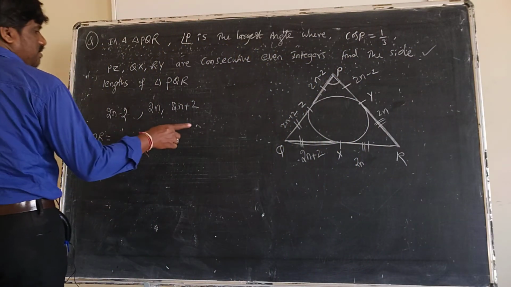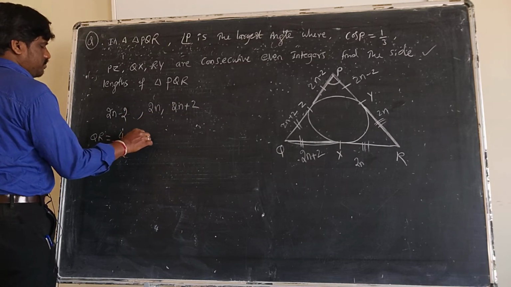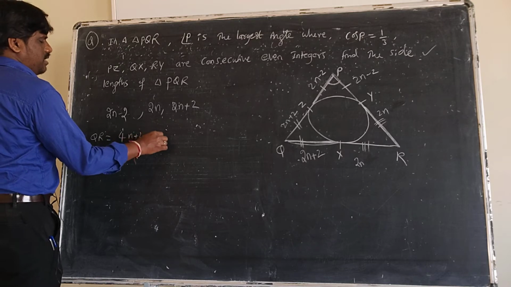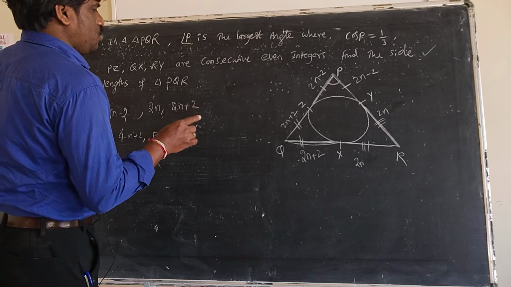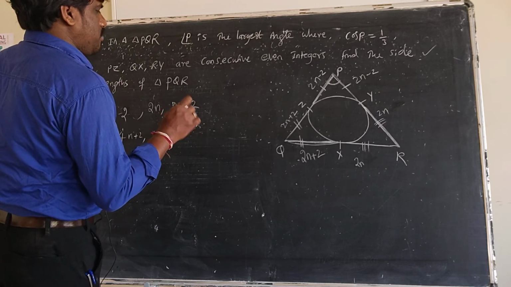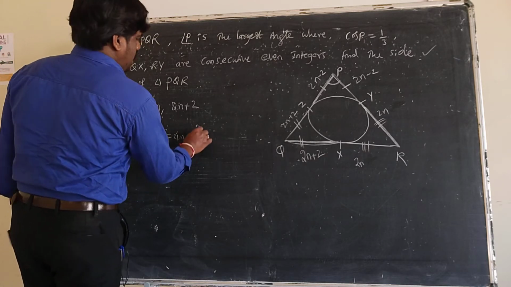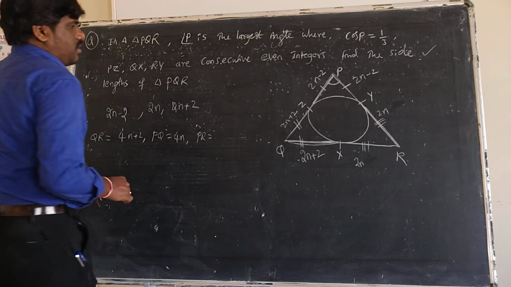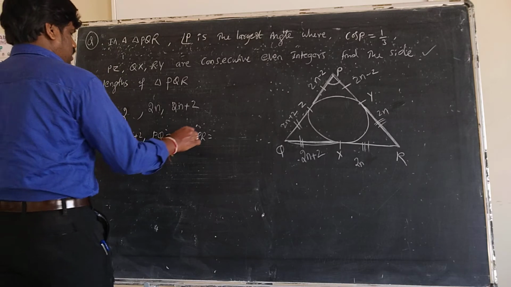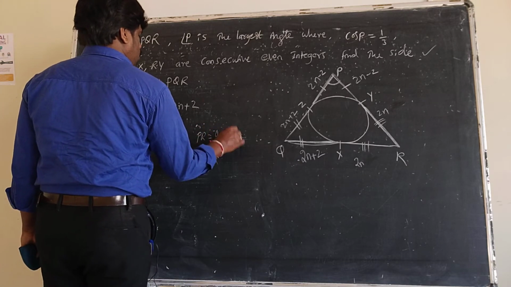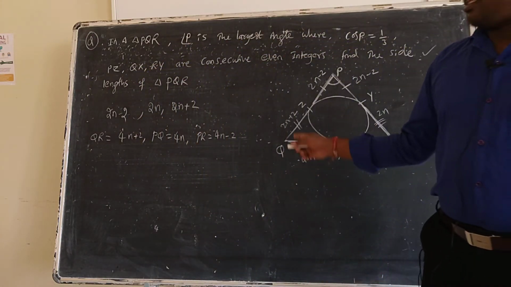Now the length of QR will be 2n plus 2 plus 2n, that is 4n plus 2. And the length of PQ will be 2n plus 2 plus 2n minus 2, the plus 2 and minus 2 cancel, 2n plus 2n, that is 4n. And the length of PR will be 2n minus 2 plus 2n, that is 4n minus 2. So these are the lengths of the triangle I got.